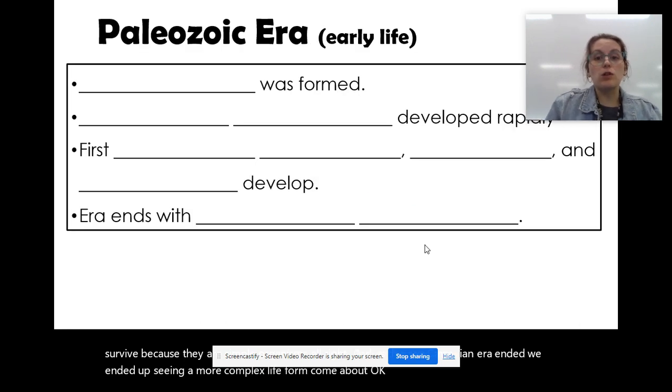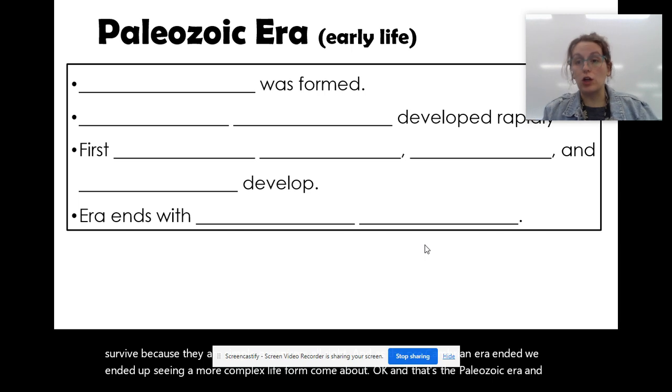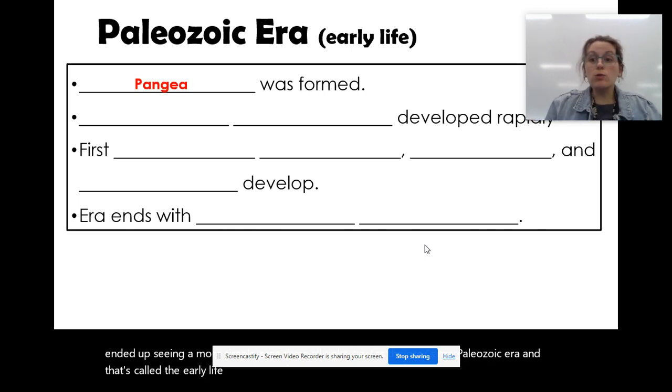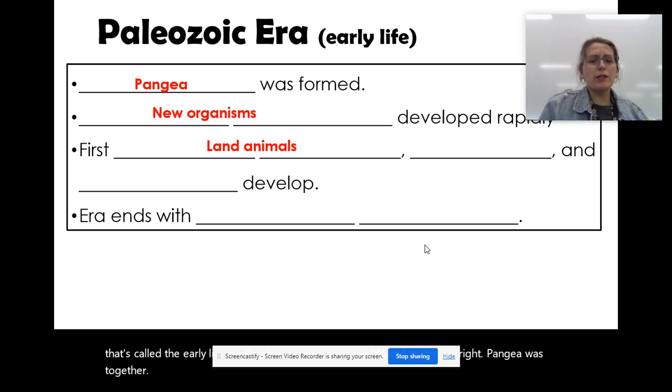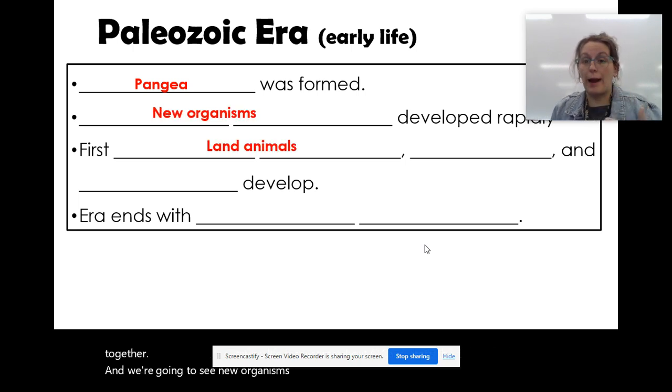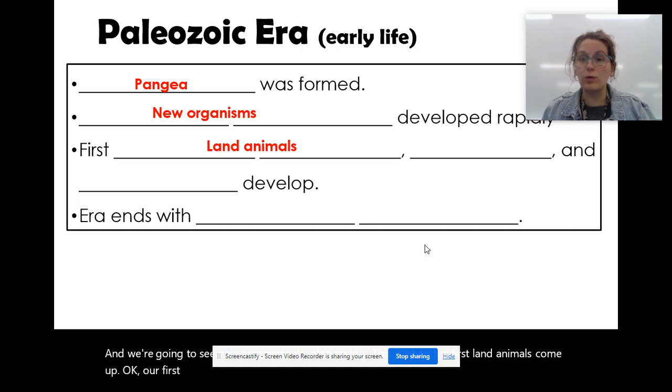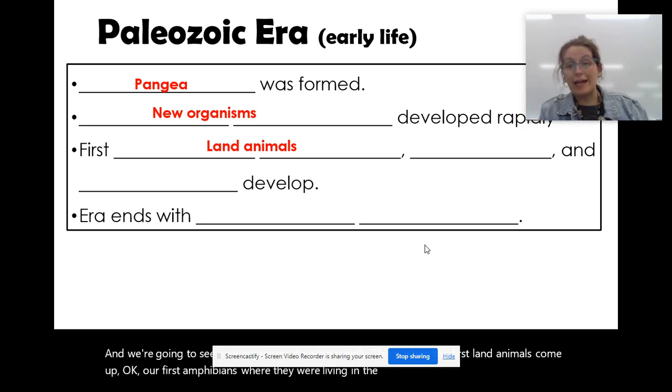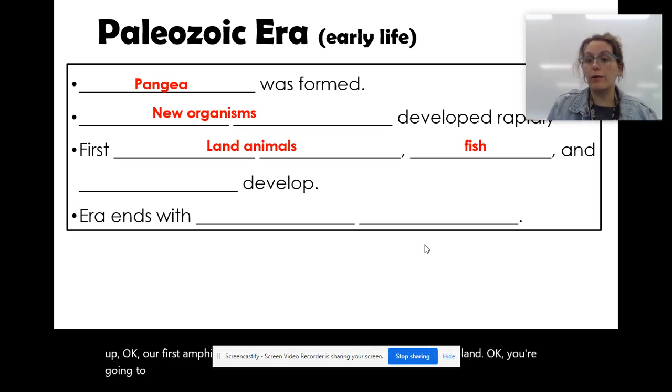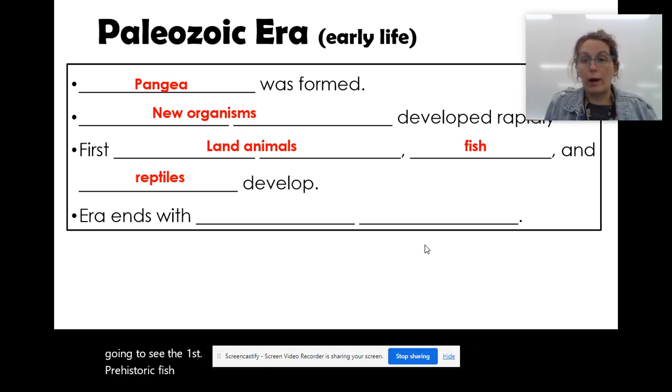And as the Precambrian era ended, we ended up seeing a more complex life form come about. And that's the Paleozoic era. And that's called the early life. So this is when we are talking about Pangea. Pangea was together, and we're going to see new organisms develop rapidly. This is when the first land animals come up. Our first amphibians, where they were living in the ocean and on land. You're going to see the first prehistoric fish, and we're going to see reptiles.